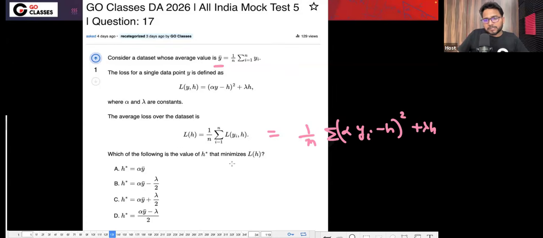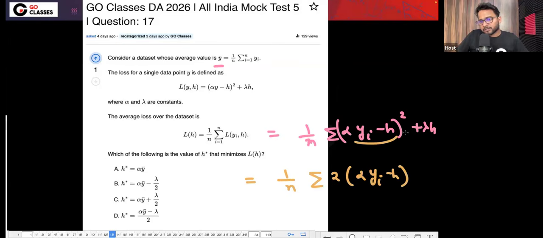Now, if you try to differentiate, then you will get something like this. 1 upon n is as it is, summation will be as it is, and then 2 into alpha yi minus h, and then with respect to h also you have to do it. I mean this particular quantity which is minus 1. So minus 1 means you can multiply by minus 1, or let me write it this way: h minus alpha yi, and then plus I think here it will be just lambda.